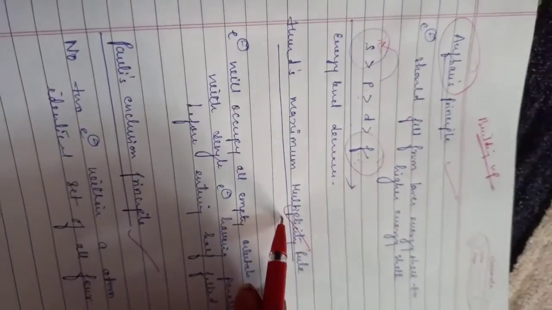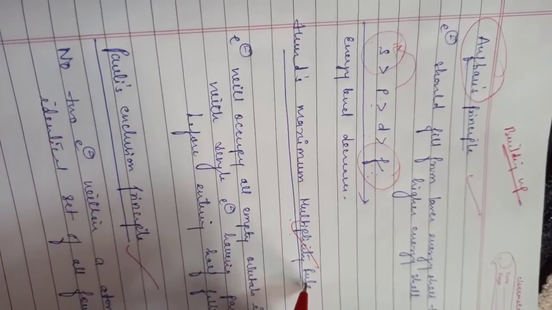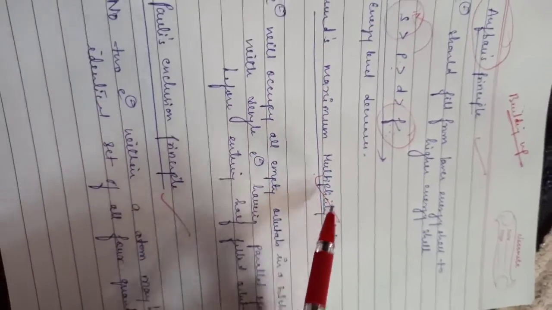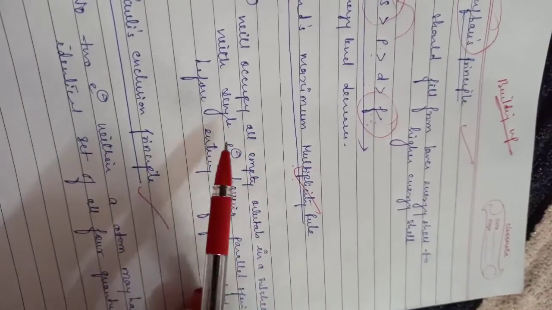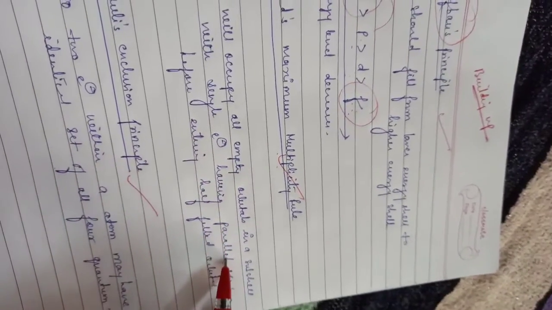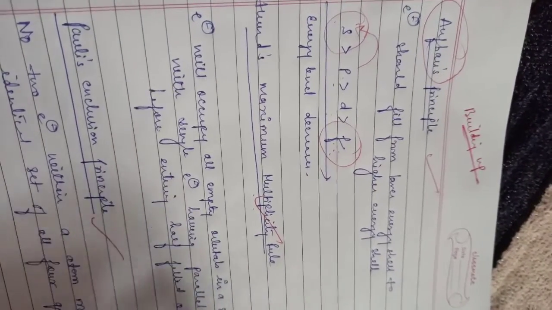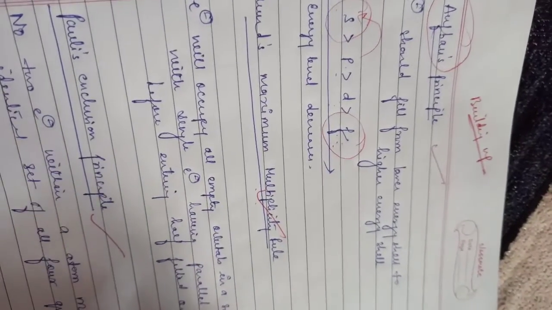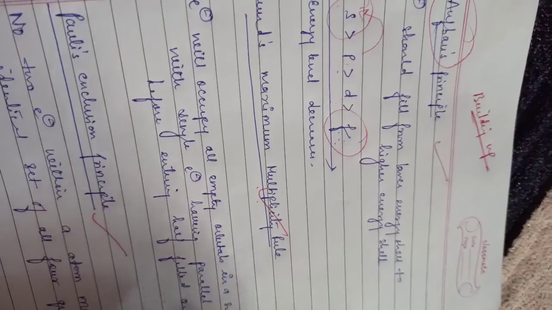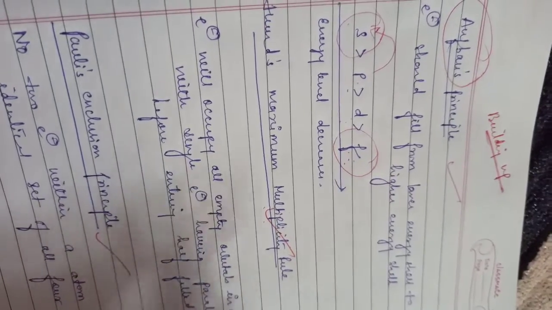Our next rule is Hund's maximum multiplicity rule. This rule states that the electron will occupy all the empty orbitals in a subshell with single electron having parallel spin before entering the half-filled orbital. Okay, I will explain this in detail later.